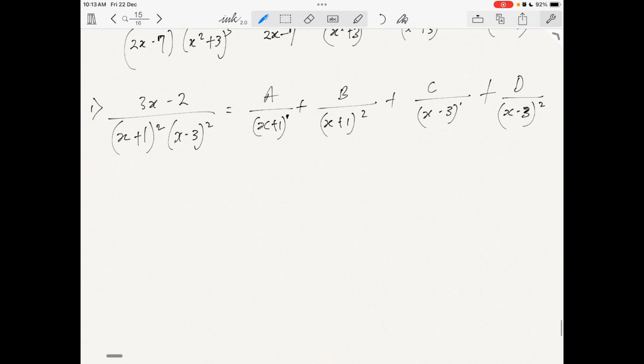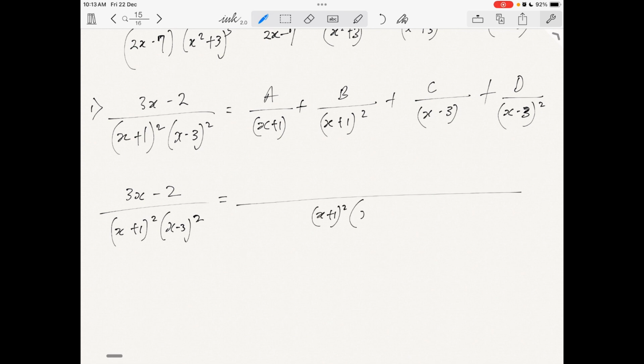Alright. To solve that further, we just have to find the LCM. So we can remove the powers of 1 here, which might not be needed afterwards. Now let's find the LCM. So we have 3x - 2, (x + 1) squared, and (x - 3) squared. Now the LCM of the right hand side is (x + 1) squared and (x - 3) squared.